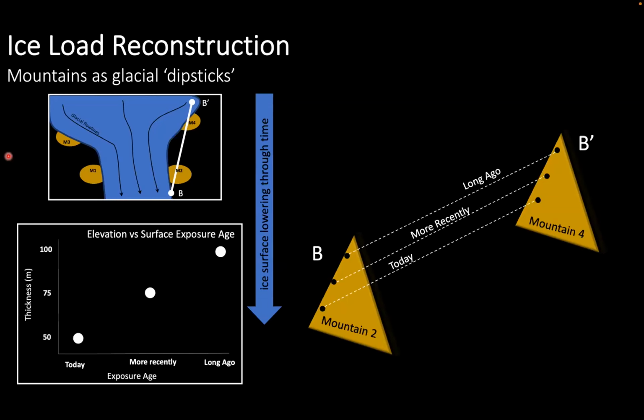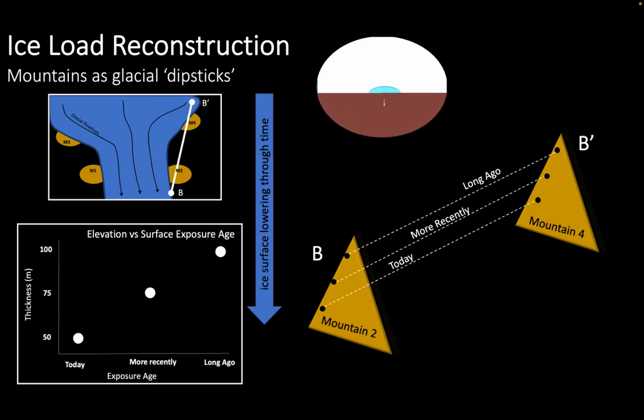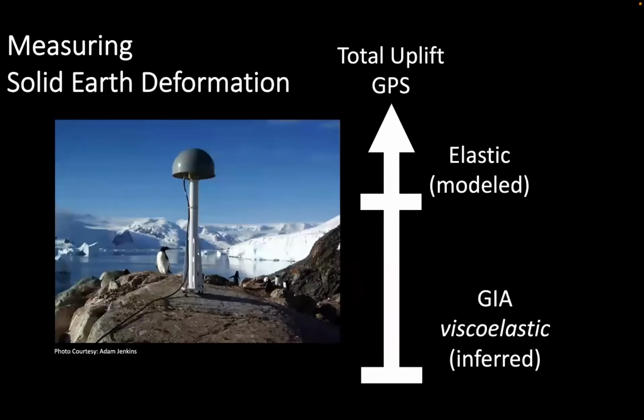So as I mentioned, there's the ice sheet depressing the continent, just a nice little cartoon. So we measure this rebound that's happening now with GPS. And of course, these are bolted to the bedrock. And the GPS is recording the total uplift. And the total uplift can be split into two components, the elastic, which is a little more immediate, instantaneous, if you will, versus the GIA, which is more viscoelastic.